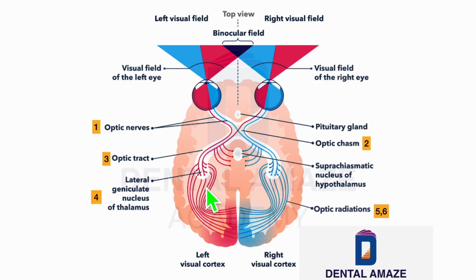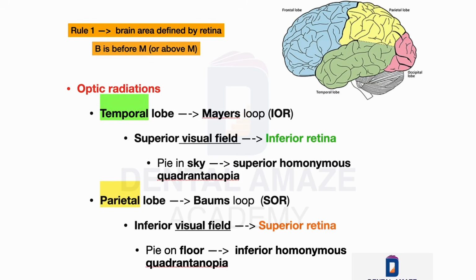Now if you continue further, you have your optic radiations. The optic radiations are a continuation of your lateral geniculate nucleus, and they have two routes. You have to understand this quickly. I'm sorry, it's a little complicated image. I'm going to put some rules here, but you have to understand two lobes of your brain, the temporal lobe and parietal lobe, where the processing of this particular part of your vision takes place.